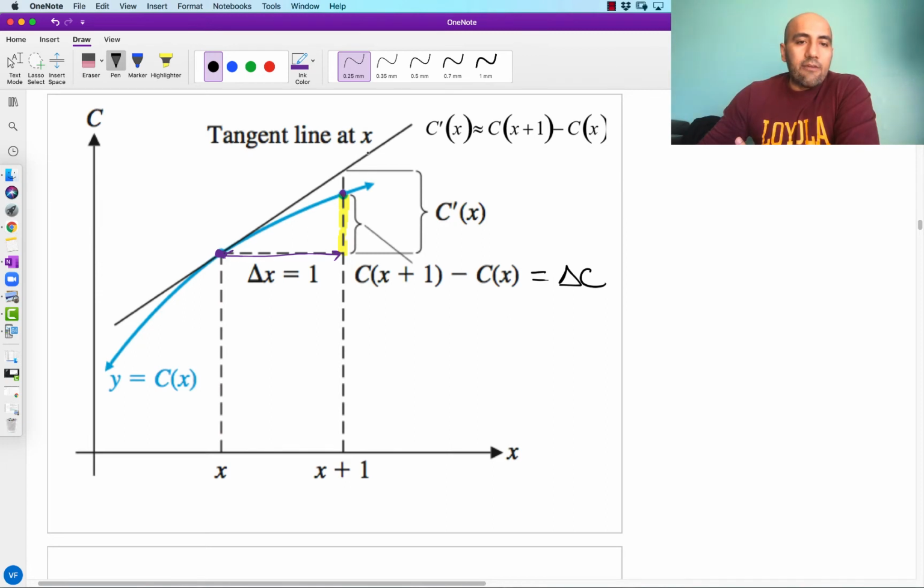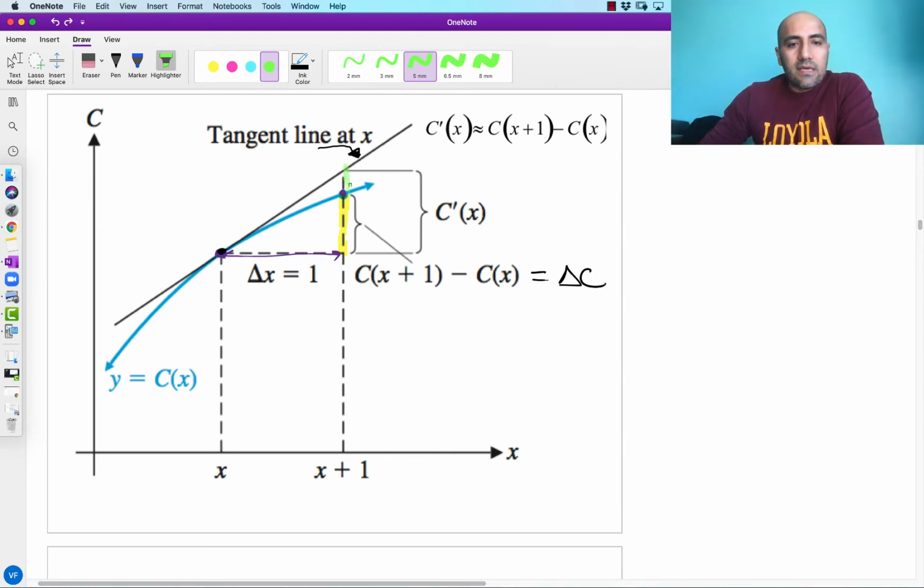On the other hand, if we think about the tangent line, that's what this one is, the tangent line at X, the slope of that tangent line is going to be calculated exactly by this equation, C prime of X. So given C of X, we take its derivative, it'll give us this, and this will be a very good approximation. It's going to be giving us this.